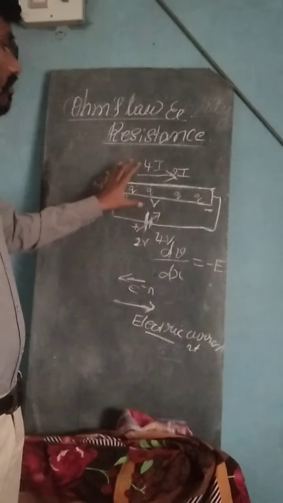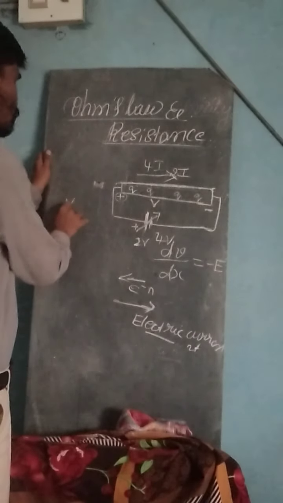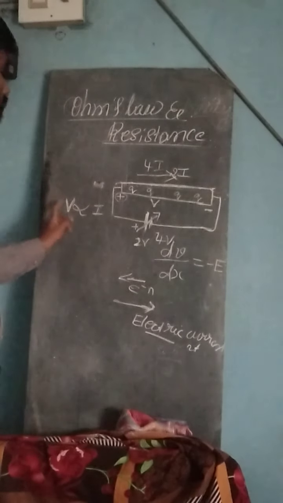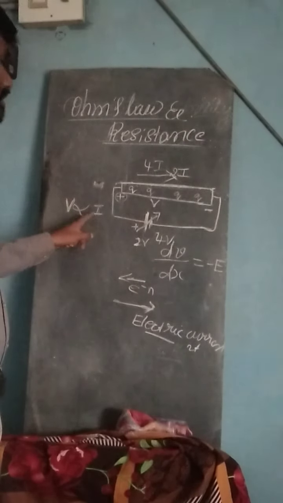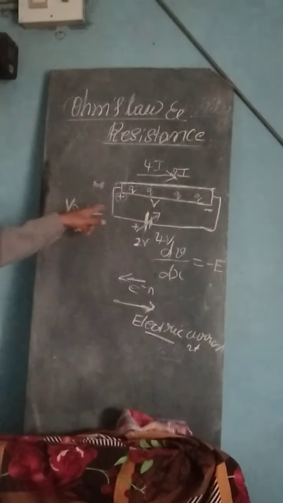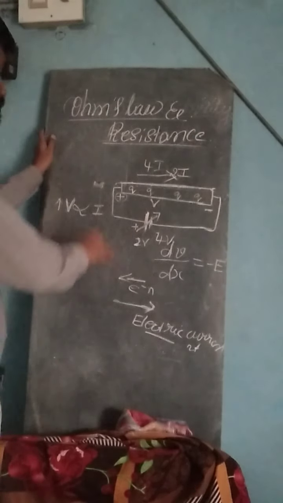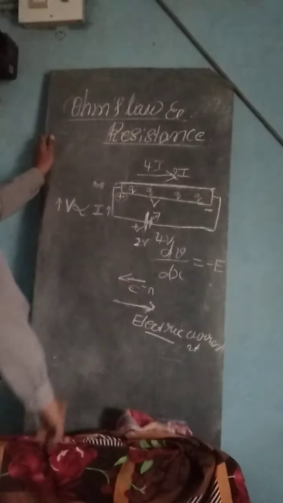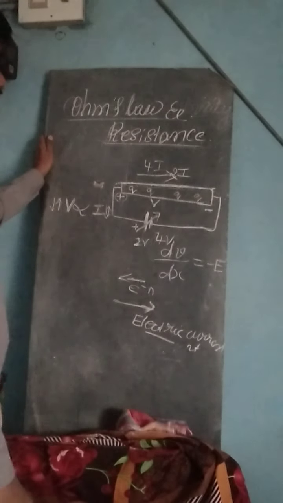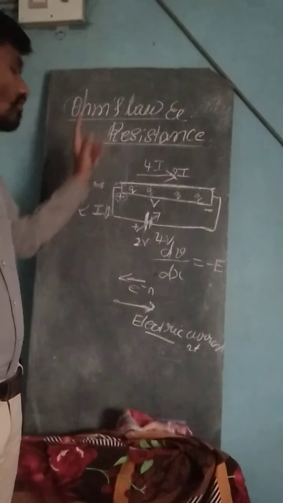So we conclude from this picture that the potential difference V is directly proportional to I. The voltage or potential is directly proportional to the current flowing through the conductor. If voltage increases, the electric current also increases. If the voltage decreases, the electric current also decreases. So it is nothing but Ohm's law. This is the definition of Ohm's law.